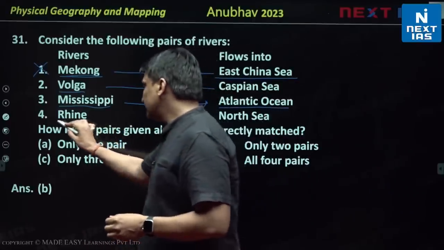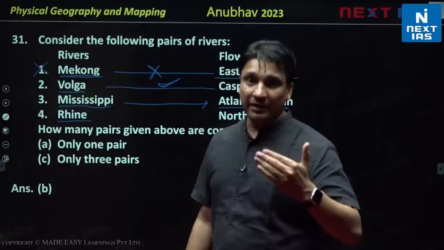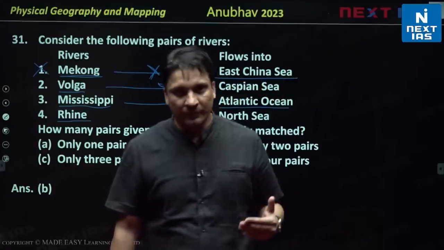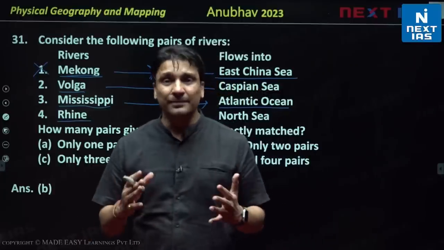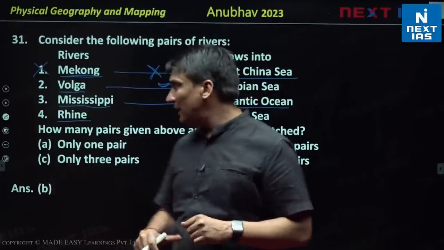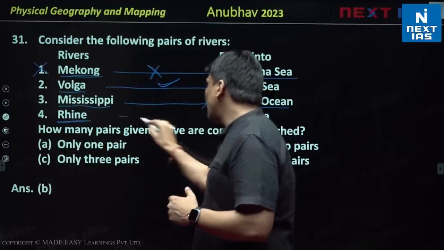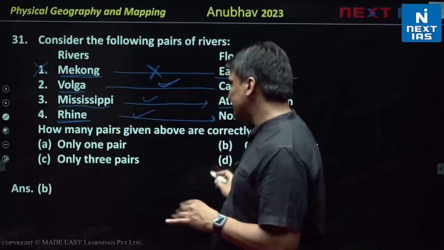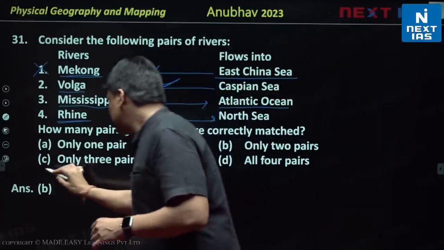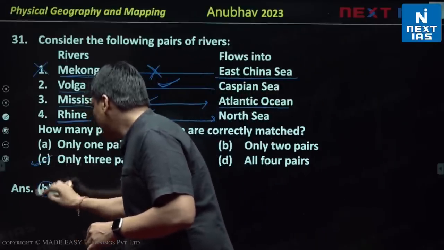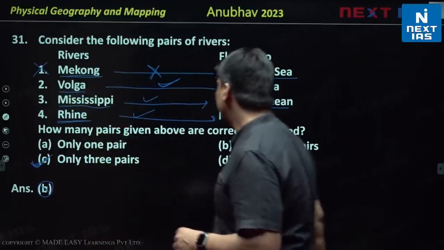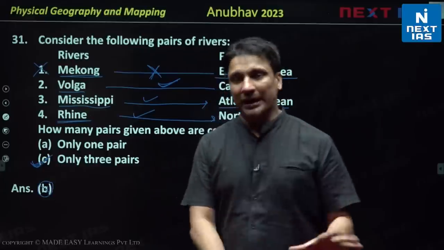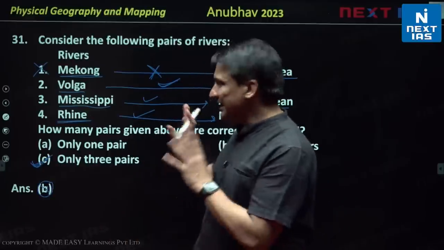Third is Rhine River. Rhine River is a major river of Western Europe, and this river is known for transportation, correct? So it is one of the most developed inland water transport systems of the world. And this Rhine River flows into North Sea. So this is also correct matching. So second, third and fourth are correct pairs. So the answer will be C, not B. So this is incorrect. C will be the answer. 2, 3 and 4, they are correct matches. Okay, so C is the answer for question number 31. So that is all about these questions.